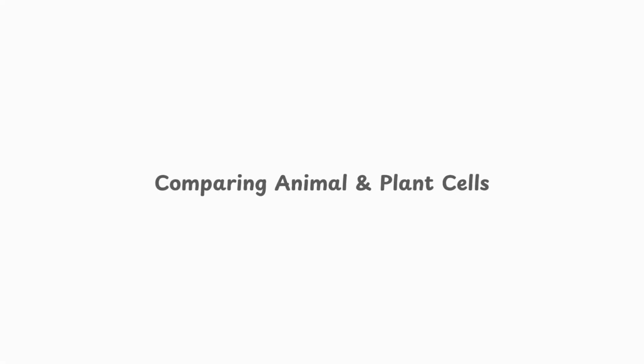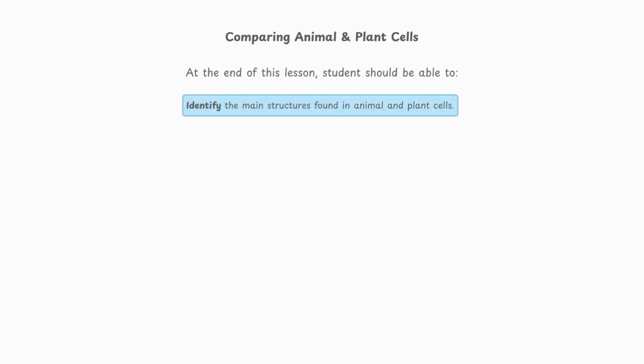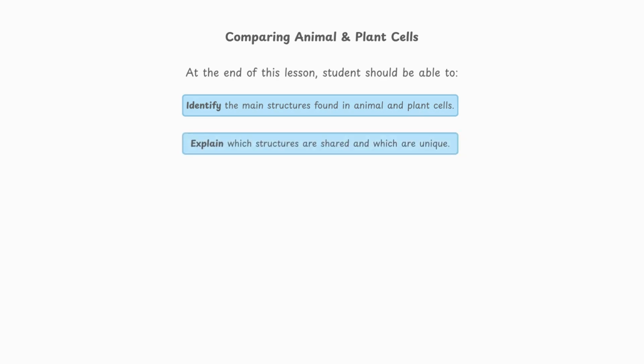Hello and welcome to this lesson of comparing animal and plant cells. By the end of this lesson, you will be able to identify the main structures found in animal and plant cells, explain which structures are shared and which are unique, and describe how a cell's structure is linked to its function.